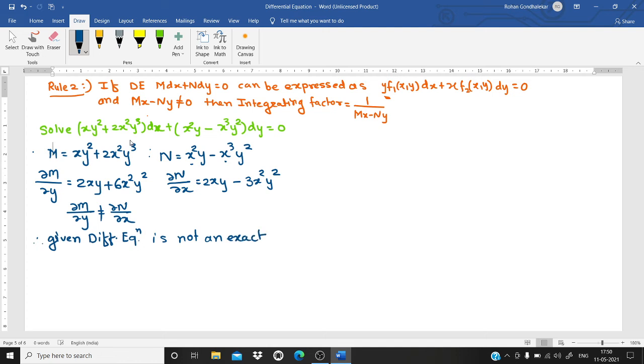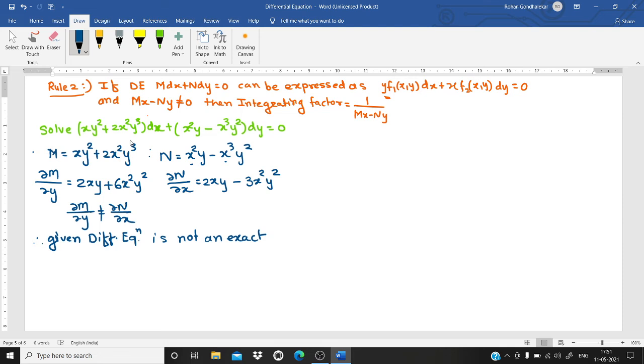Okay. Now, as it is not exact, we must check whether we can reduce it into an exact differential equation. For that, how will you start to check? How will you proceed? The first thing is we need to calculate an integrating factor. Now, to find the integrating factor, what are the different methods you have? Rule 1 and rule 2.